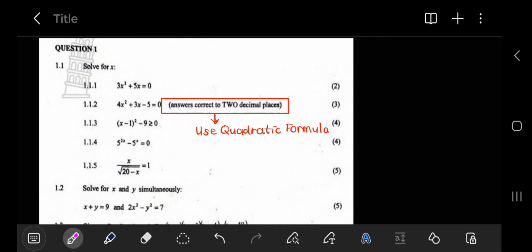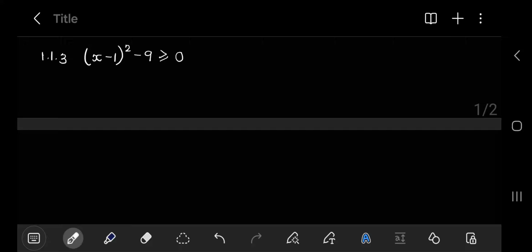We've got (x minus 1) all squared minus 9 is greater than or equal to 0. So what we have here is an inequality. Your aim with inequalities is to get x alone on the left-hand side. So the first thing we can do is take the minus 9 over to the right. We'll be left with a bracket on the left. Taking the negative 9 over to the right-hand side makes it positive. So that is going to become a positive 9.